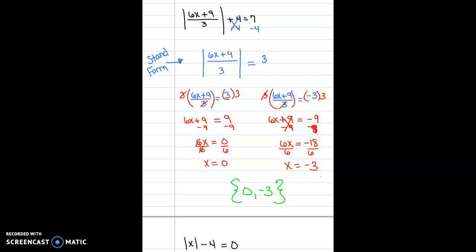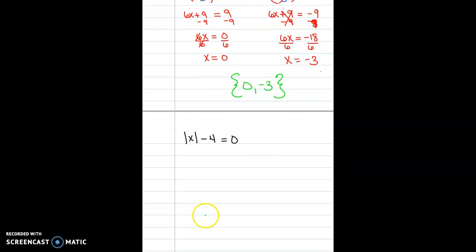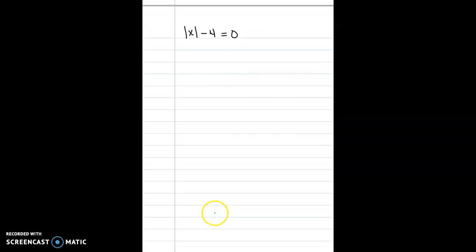Now the very last example I have, it looks so simple, and it is. And it's so simple that a lot of students miss it. So I just wanted to make sure I went over an example of that one. It's not in standard form because absolutes are not alone. I got to get rid of this minus 4. So I need to add 4 to each side. So that leaves me the absolute value of x equals 0 plus 4 is 4.